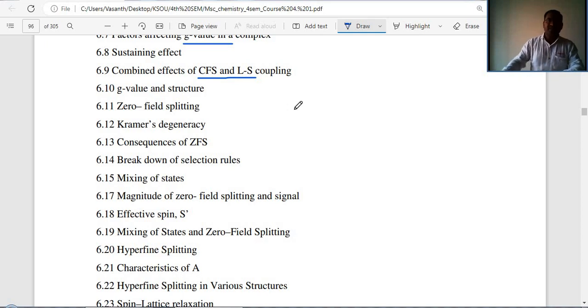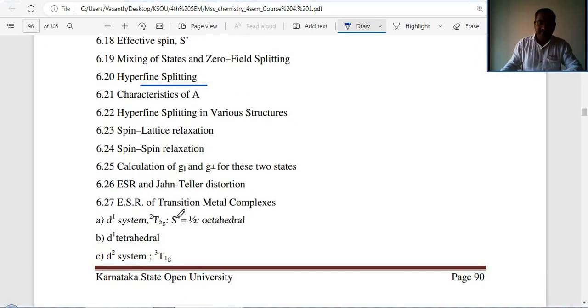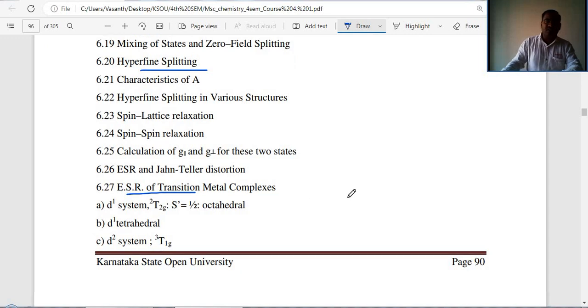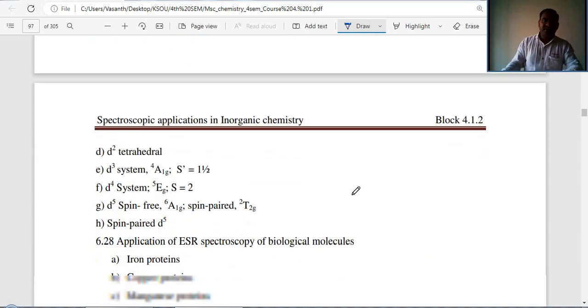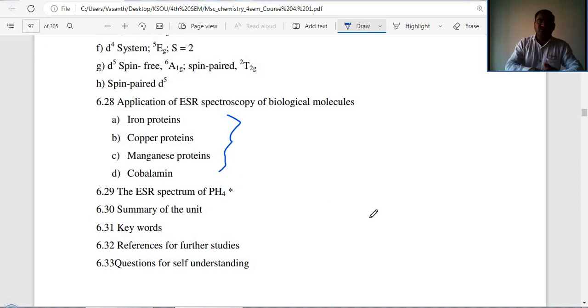CFS and LS coupling, zero field splitting, Kramers degeneracy, hyperfine splitting, ESR of transition metal complex exhibiting d1, d2, d4, d5 systems, applications of ESR spectroscopy of biochemical molecules, that means iron proteins, copper proteins, manganese proteins and cobalamin.